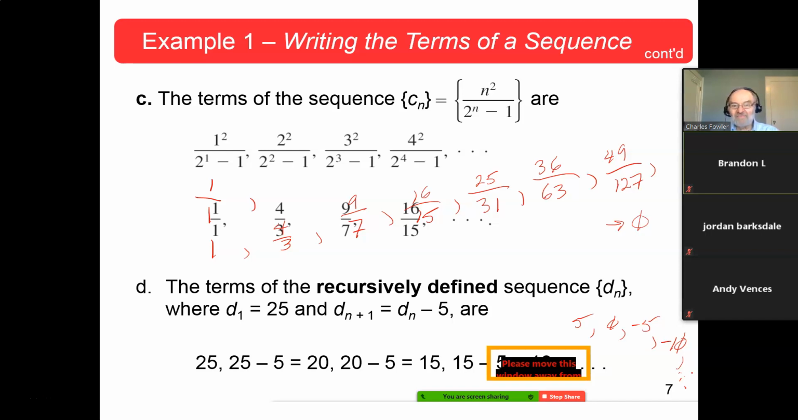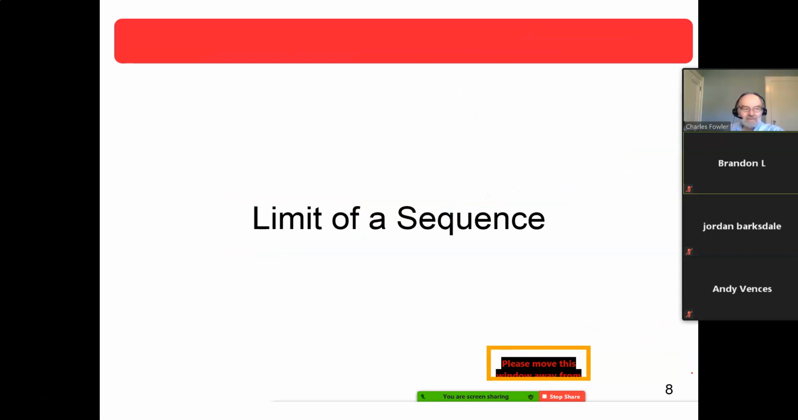It goes more and more and more negative. That's a recursively defined sequence. Now don't think that all recursively defined sequences will not converge. Don't even go there. It's just showing how you define a sequence recursively. You refer to the last entry and do something to it and that gives you the new entry, the next entry. Okay, so there's D. I think that's all of example 1. Yeah. And by the way, now we're going to talk about limits of a sequence.